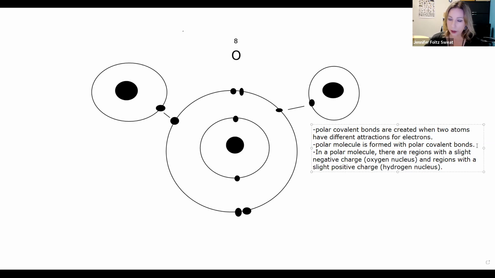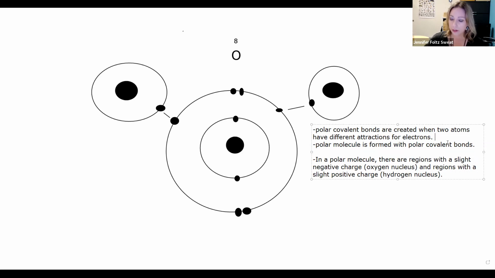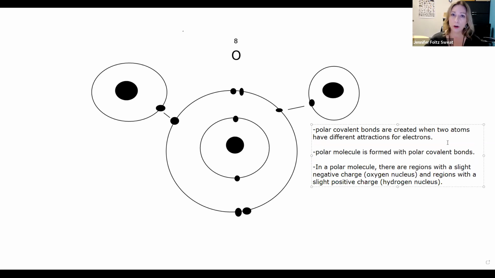So what I wrote here is a polar molecule is formed with polar covalent bonds, such as water. What a polar molecule means is that there are regions in the molecule with a slight negative charge because it is pulling electrons towards itself. And there are regions with a slight positive charge because the electrons are being pulled away from those regions. So it is a molecule that has different charges in different regions of that molecule.